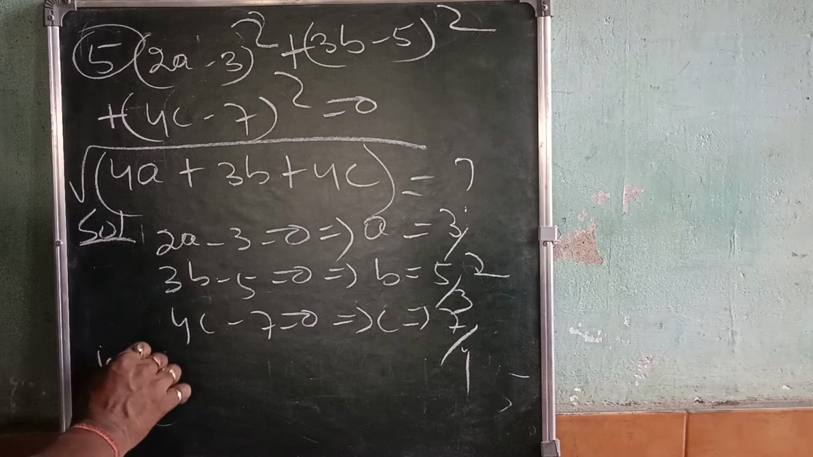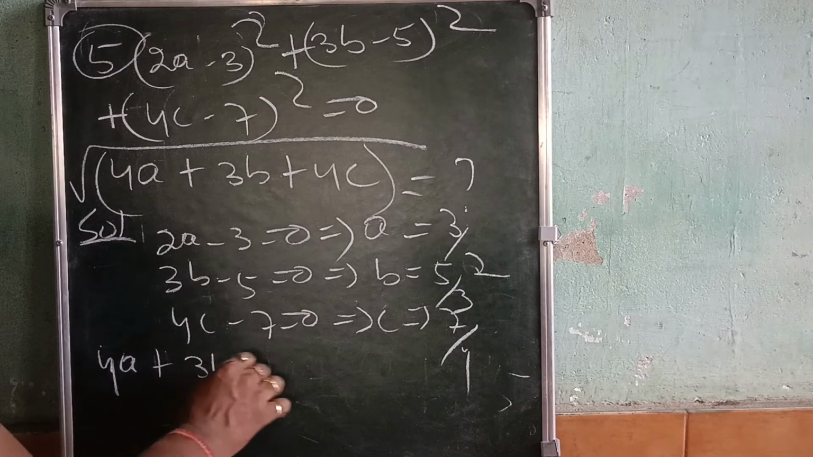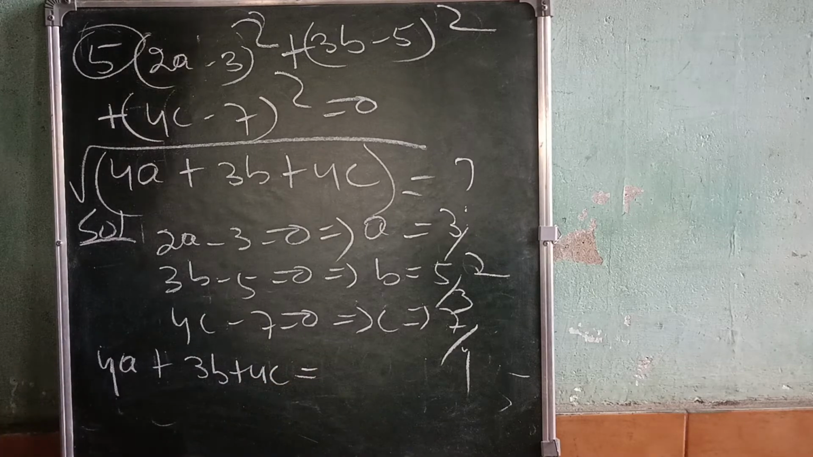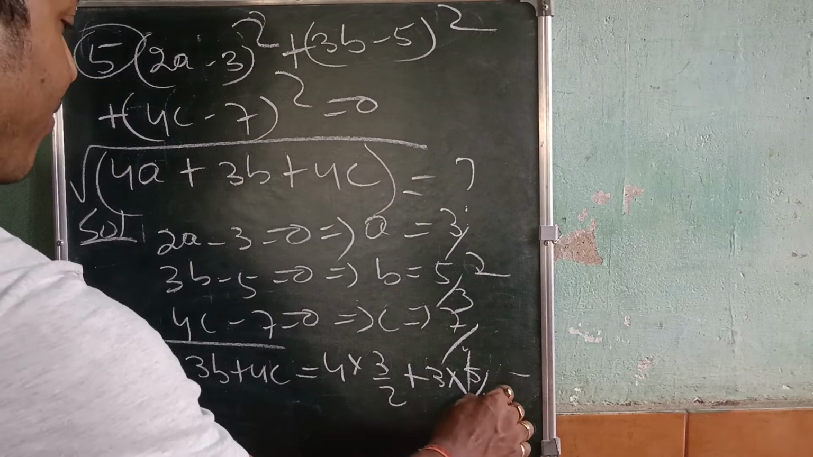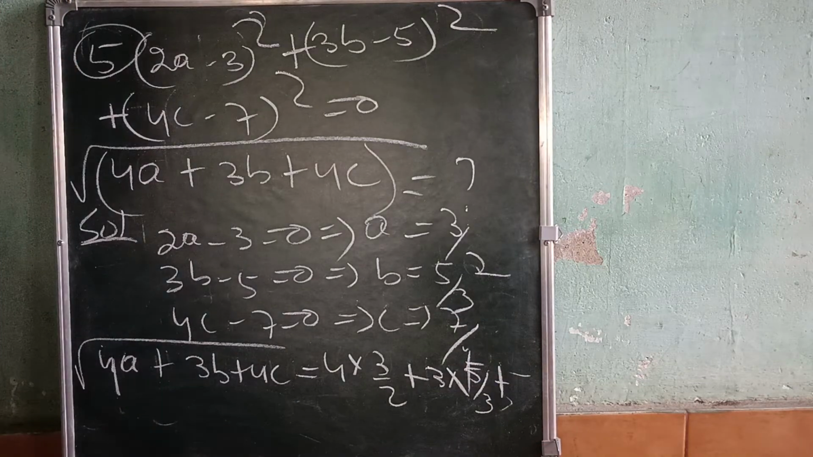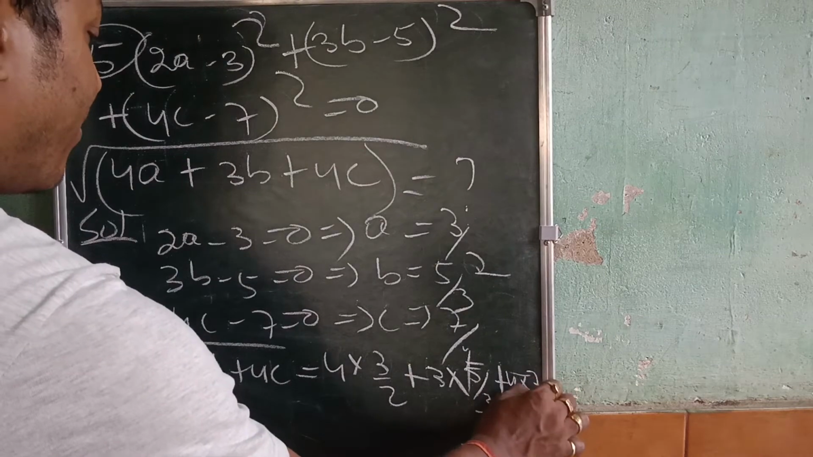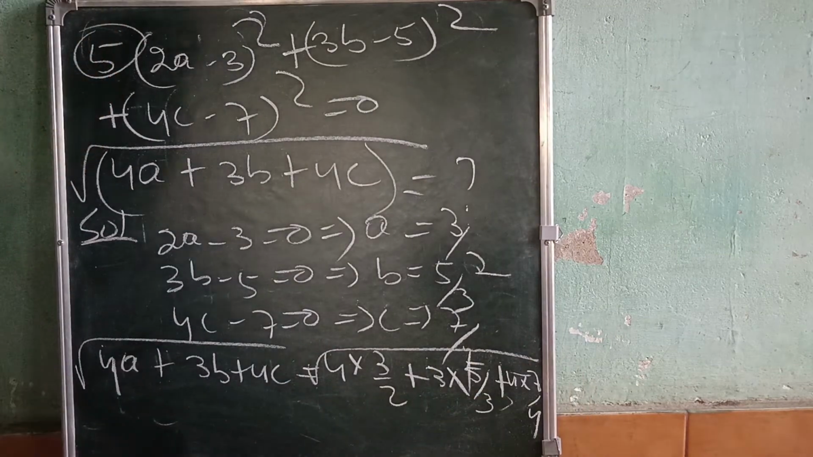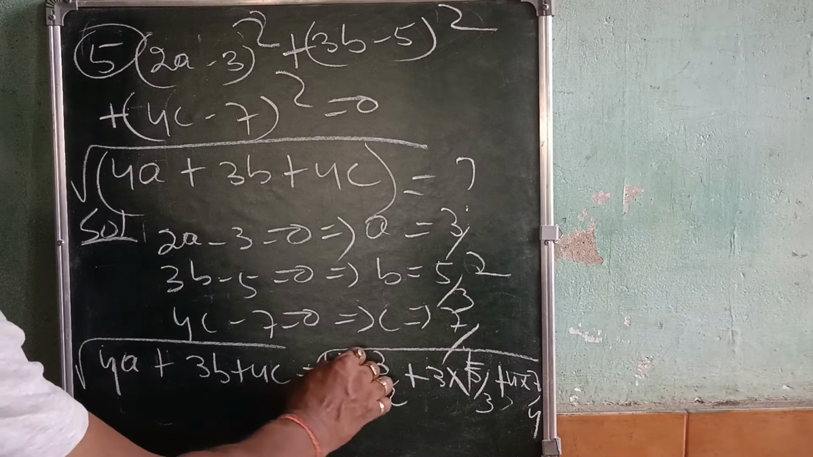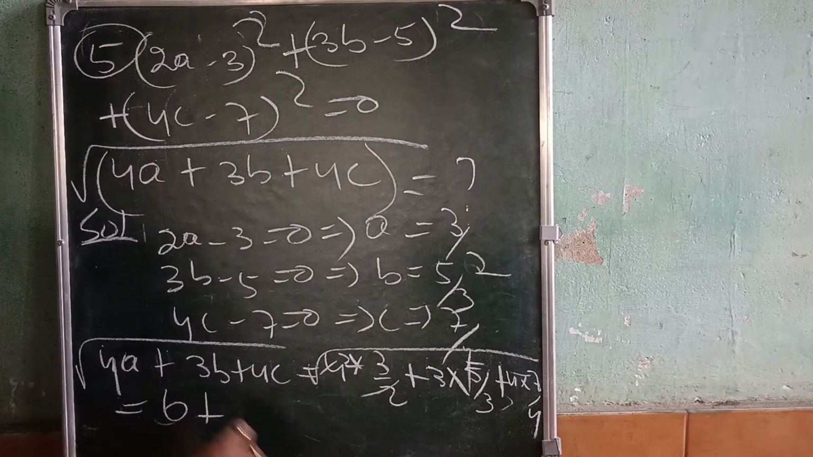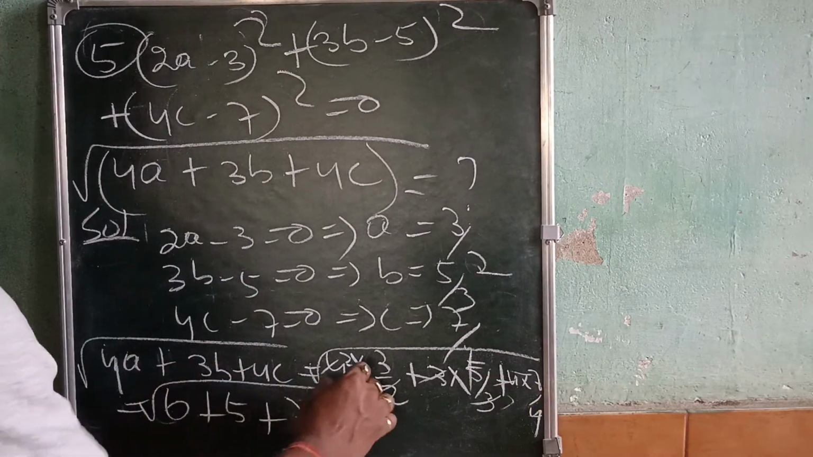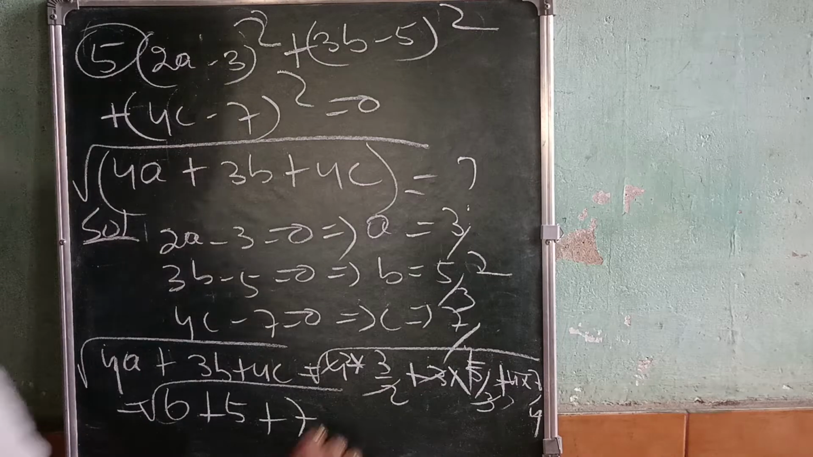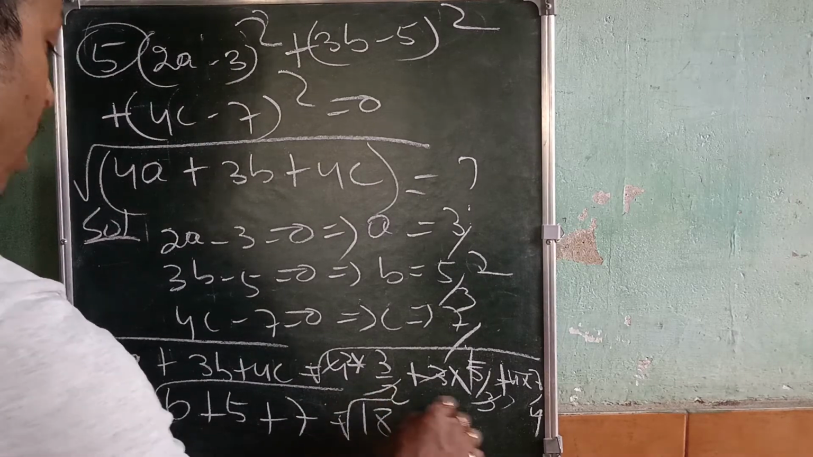That one is your requiring part: the root of 4a plus 3b plus 4c. So 4a is 4 into 3 by 2, plus 3 into 5 by 3, plus for c, 4 into 7 by 4, all under the root, right? So here 2 2s are 4, so 3 2s are 6, plus 3 3 cancel, 5, plus 4 4 cancel, 7, under the root. So it is root 18, root 18, right?